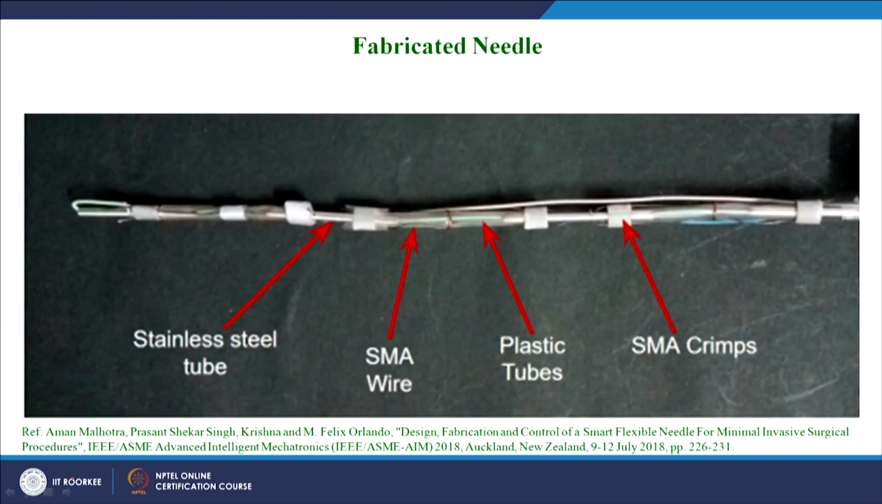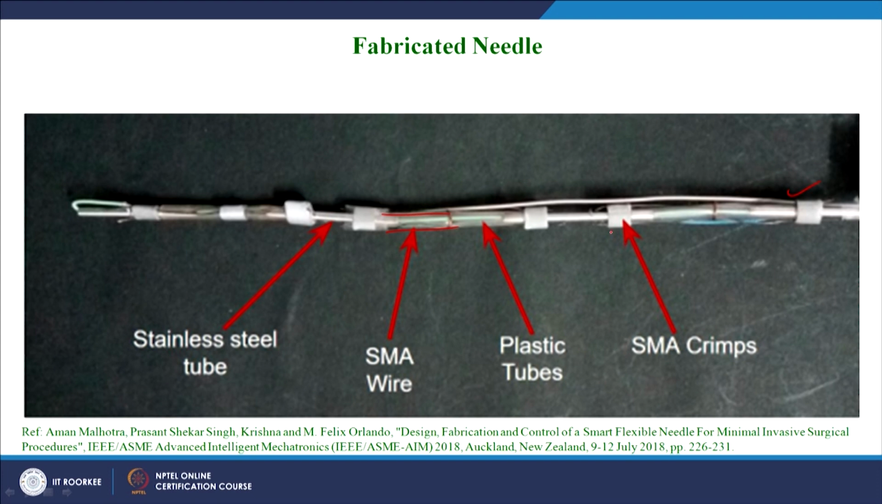Now, this is the fabricated needle which we have developed so as to have smart actuation, so that the target is reached with the contour shape, with the needling shape of the path. This is the stainless steel tube body where the SMA wires are attached on the lateral surface of the needle, and plastic tubes are covering it so as to have safe operation when this needle is inserted inside the tissue region or phantom tissue region.